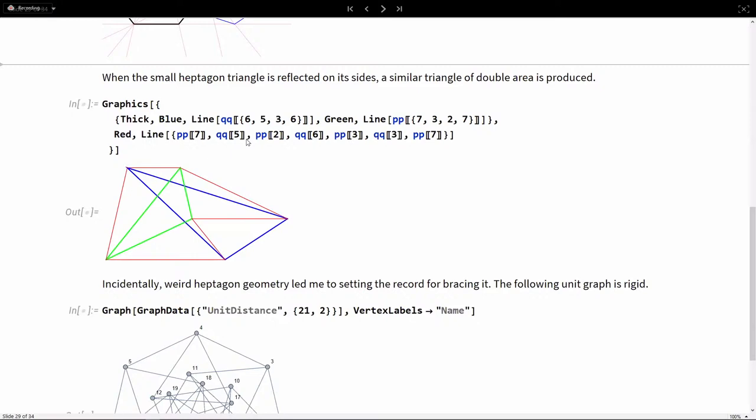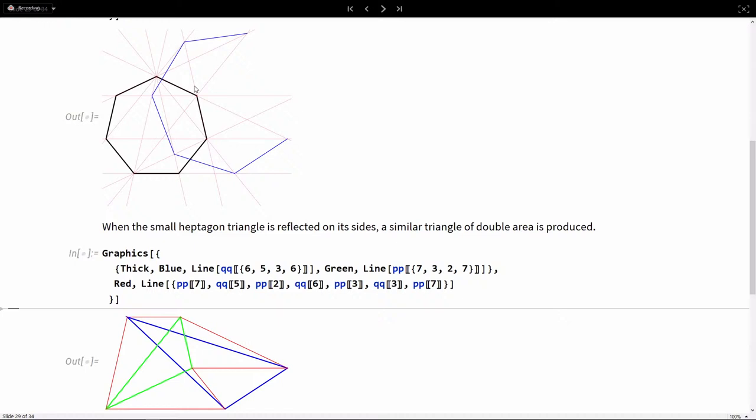And it turns out that if you take three points so that it's a scalene triangle, this point, and that point.